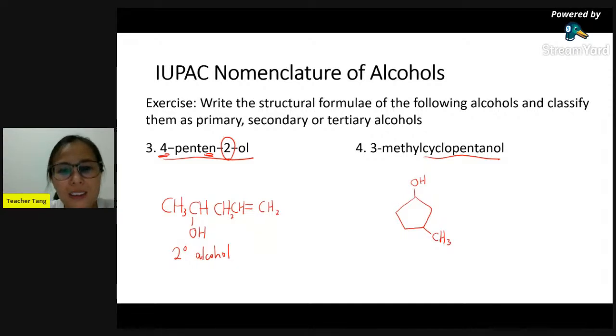And what is the class? So again, circle the reference carbon. So this carbon has one hydrogen. So if one hydrogen, it means that 2 alkyl groups are attached to it, so this is a secondary alcohol.